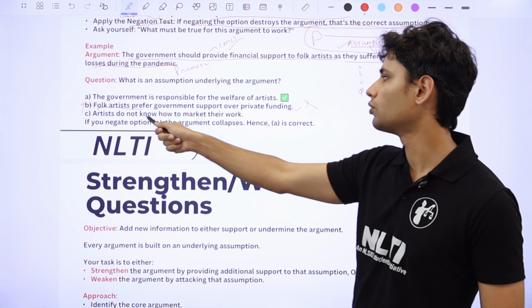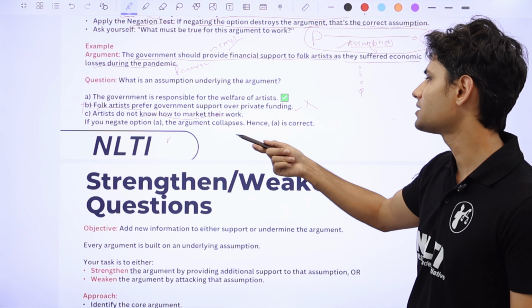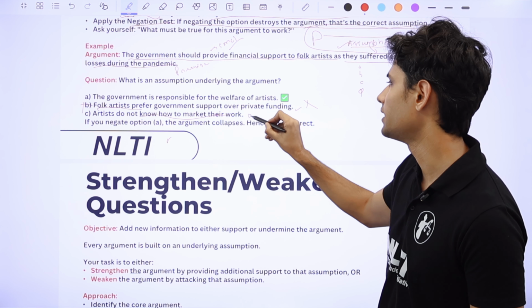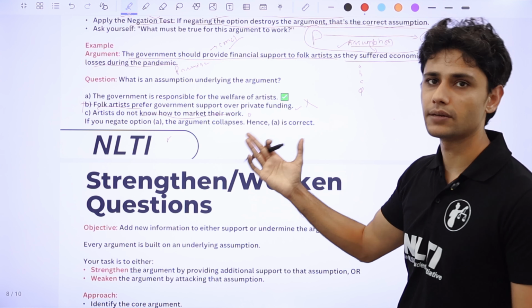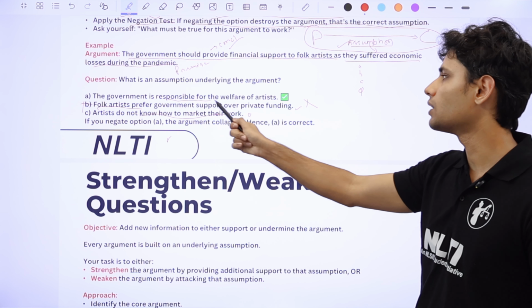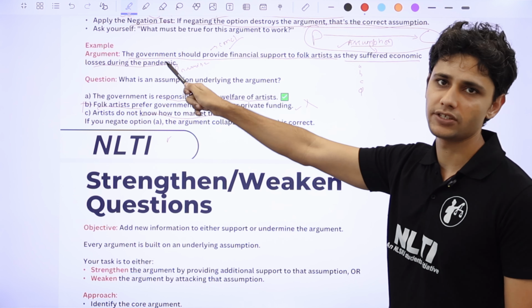Similarly, "artists do not know how to market their work" is probably out of scope because it just does not discuss any assumption. So that's why option A is the right one, because it explains to us why the government is responsible.